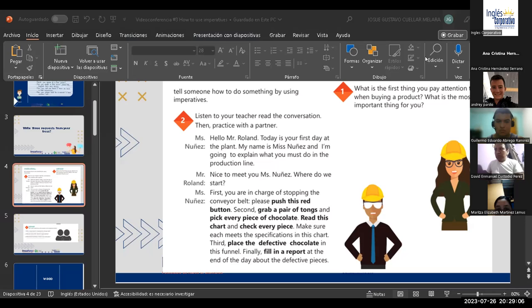En el último párrafo de Miss Nunez, first, you are in charge of stopping the ¿cómo se pronuncia esa palabra? Conveyor. Conveyor. Ajá. Conveyor. Okay. Yes. It is a transportador. Okay. Yes. Thank you. Como cinta transportadora. Okay, so here we have conveyor, and you can say conveyor as well. Remember that in English and British we have different pronunciations, so conveyor, conveyor, and belt. Okay, defective, maybe if you have some difficulties.